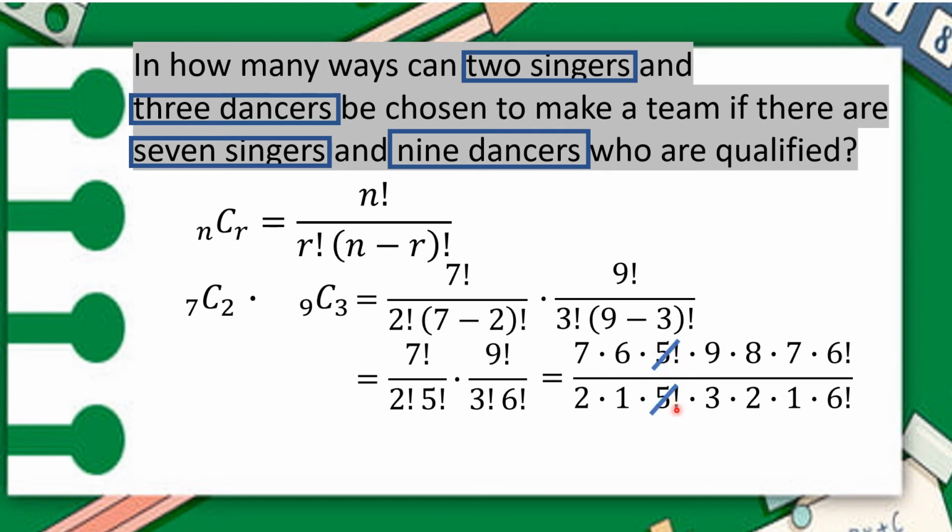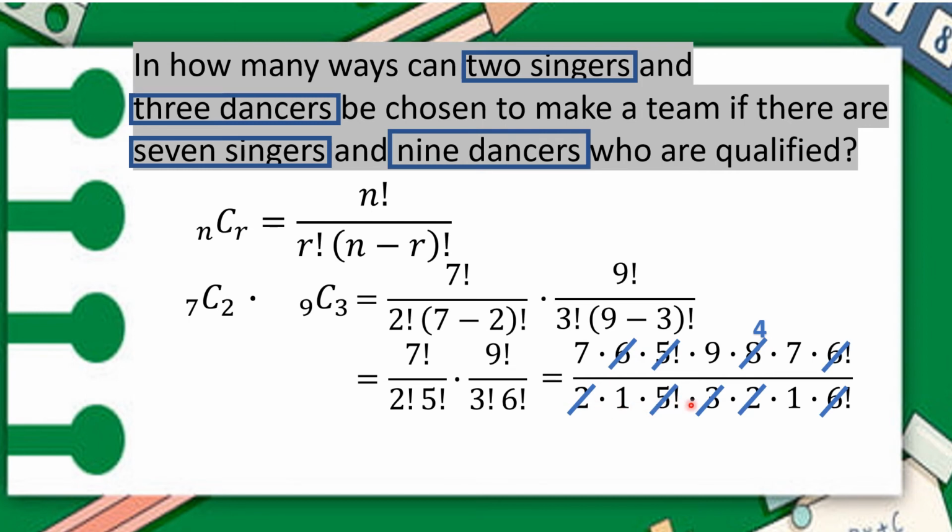So, 5 factorial, tsaka 5 factorial, cancel na natin. Then, next, yung 6 factorial, tsaka 6 factorial. Another na pwede natin i-cancel is yung 6, tsaka 3 times 2 here. Ayan, 3 times 2 is 6. So, pwede na i-cancel yung 6 sa numerator. Then, next, yung 2 at saka 8. So, 8 divided by 2 is equal to 4. So, may matitira pang 4.